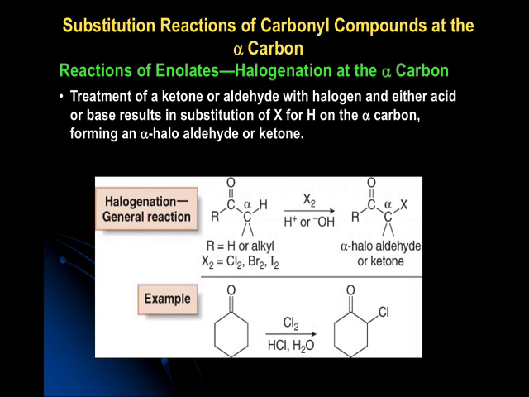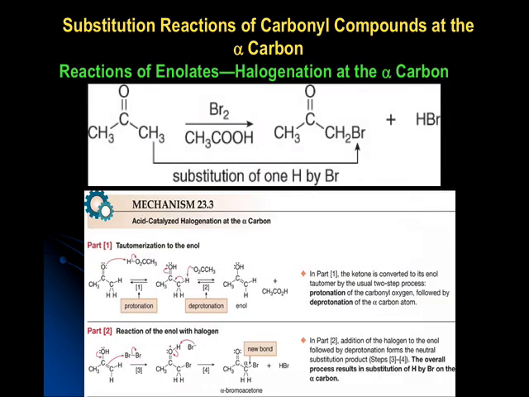And what are halogens useful for? Substitutions, right? So maybe Jack wants to react this with, oh, I don't know, maybe some kind of alkoxide and do like a Williamson ether synthesis. He can do that now. Maybe he wants to react that with cyanide and put a new carbon-carbon bond on the alpha carbon. He can do that now. He's got a leaving group, right? And so we can do this type of chemistry pretty easily. Okay? The mechanism is as you would expect. It goes through enolization.